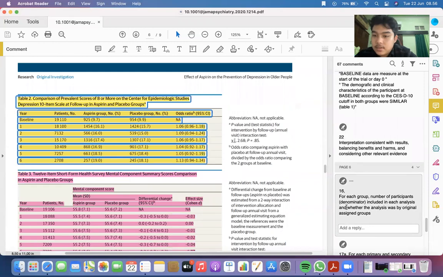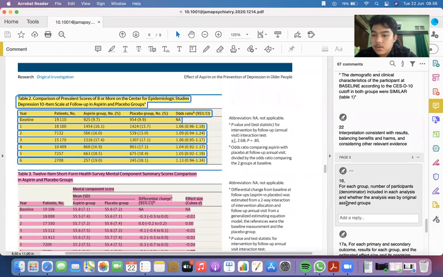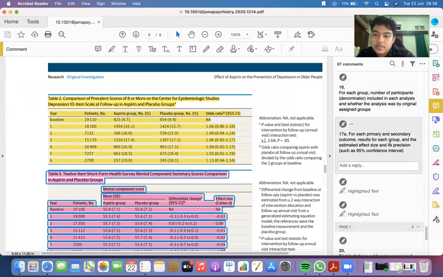And for point 16, for each group, number of participants or denominator included in each analysis and whether the analysis was by original assigned groups. This is on Table 2, comparison of prevalent scores of 8 or more on the Center for Epidemiologic Studies Depression 10-item scale, or CES-D-10, at follow-up in aspirin and placebo groups.